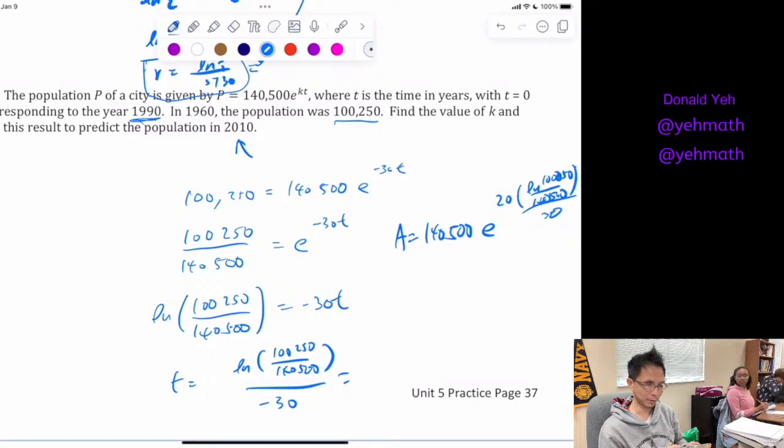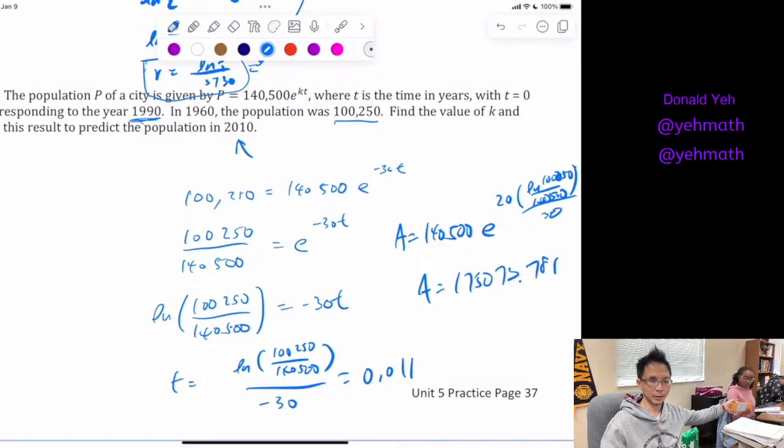It's going to be 0.011. Oh, it's actually a really nice number. And then I'm going to type in the other one, 140,500 times e to the 20 times 0.011. It's going to be A is equal to 175,073.781. Now you guys should try it at home. Don't just copy down what I have. You can copy down the answers. That's what you're supposed to do. Copy down the answer so you can try it on your own. See if you got it.